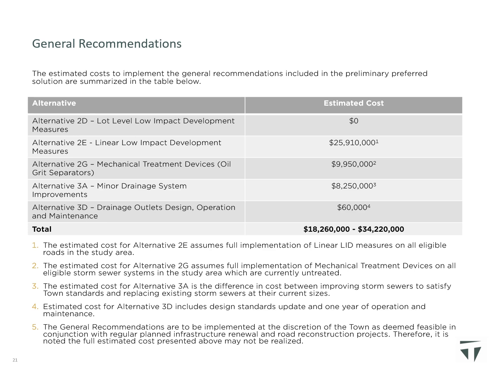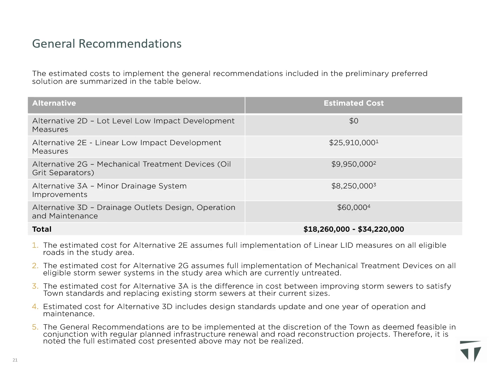The estimated cost to implement alternative 3D, drainage outlets design, operation, and maintenance is $60,000, which includes the cost of updating the town's engineering standards to include criteria for outlet design and the cost for 1 year of operation and maintenance. The total cost to implement the general recommendations included in the preliminary preferred solution will range between $18,260,000 and $34,220,000, depending on the scale of the implementation of alternatives 2E and 2G.